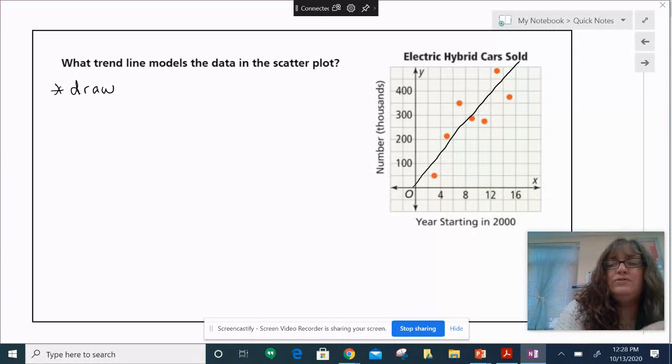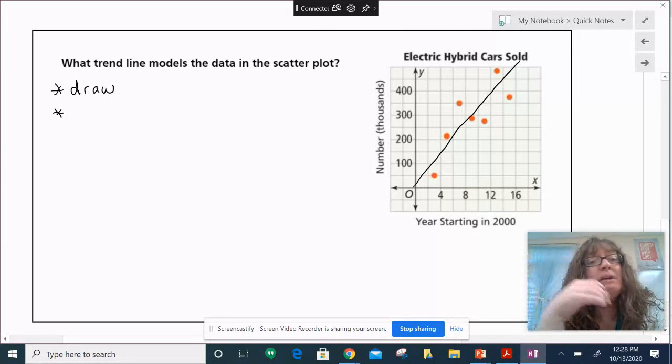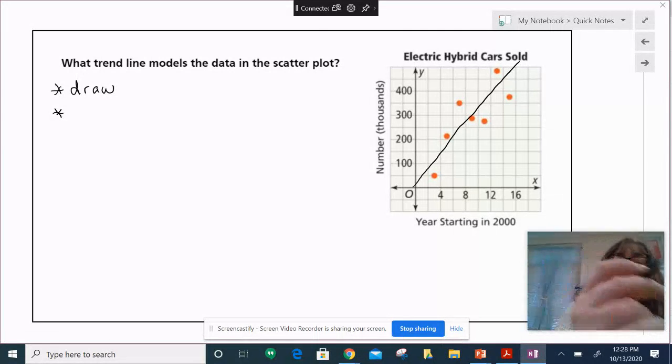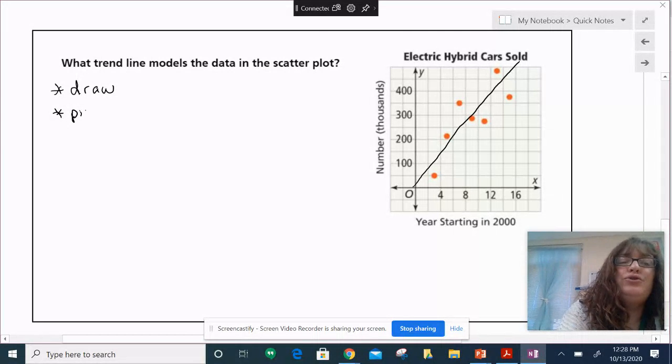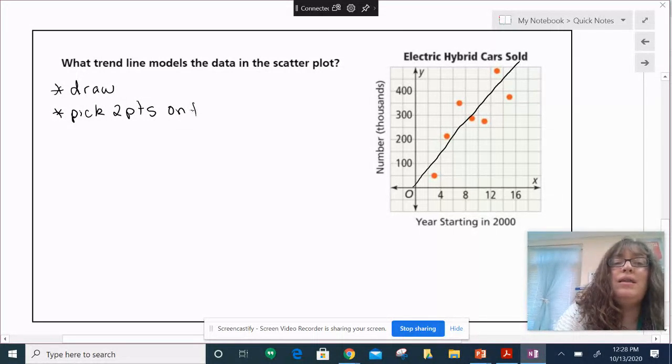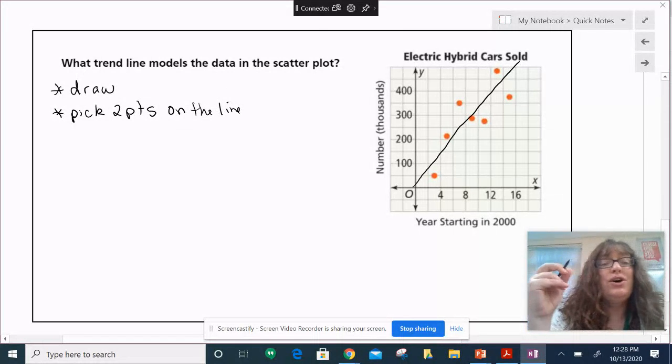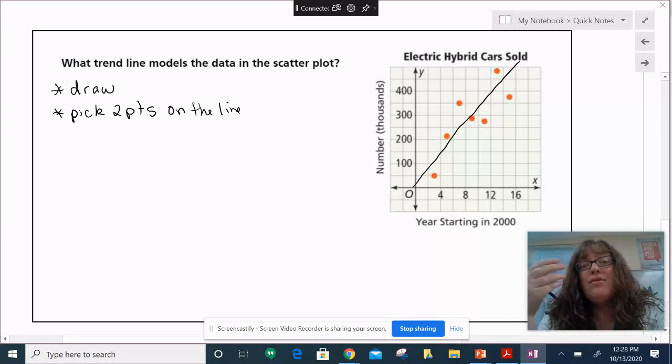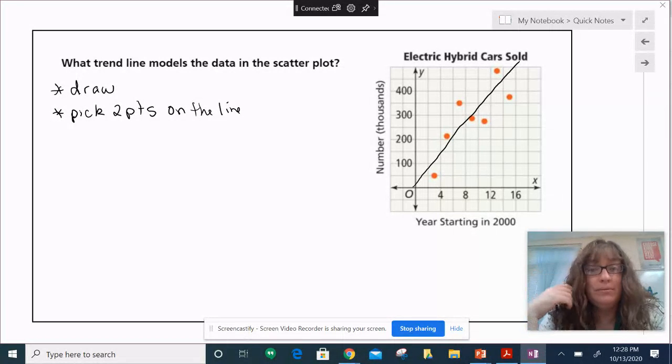All right, after we've drawn the trend line, the next thing we're going to do, because it asks what trend line, so they don't just want a picture, they actually want an equation. And so what I'm going to do now is pick 2 points. And those 2 points need to be on the line. So will these 2 points be points that they graphed in the first place? Sometimes it is, sometimes it's not. With the trend line that it looks like I have drawn, it doesn't really look like I have drawn a trend line where points would actually be on the line. So I'm just going to choose 2 points that it looks like are on the line.